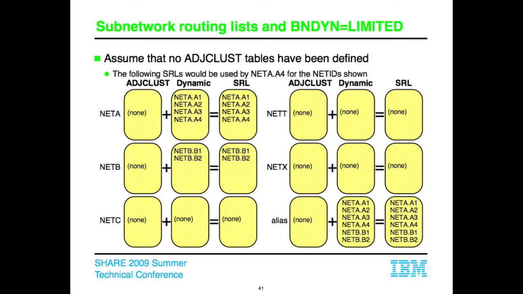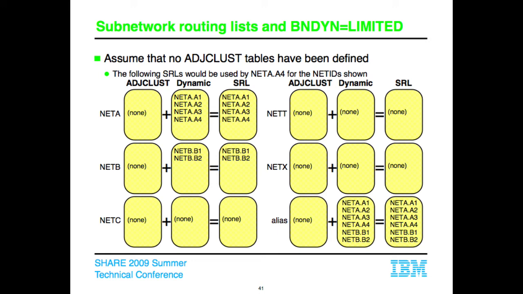So let's try another little exercise. We've got border node dynamics equals limited right now, and we assume that we have no adjacent cluster tables defined, and we're defining subnetwork routing lists that would be used by A4. The question then is, what net ID are we looking for? If we're in A4 and we're looking for a net A resource, there are no predefined entries, there are 4 dynamic entries, all 4 of the net A border nodes, and so that would be our subnetwork routing list.